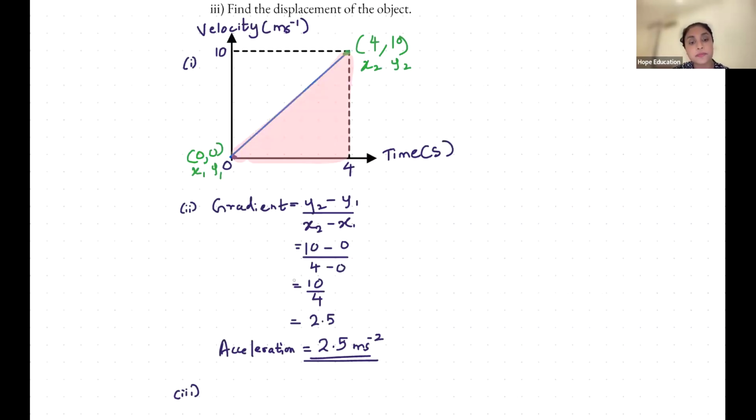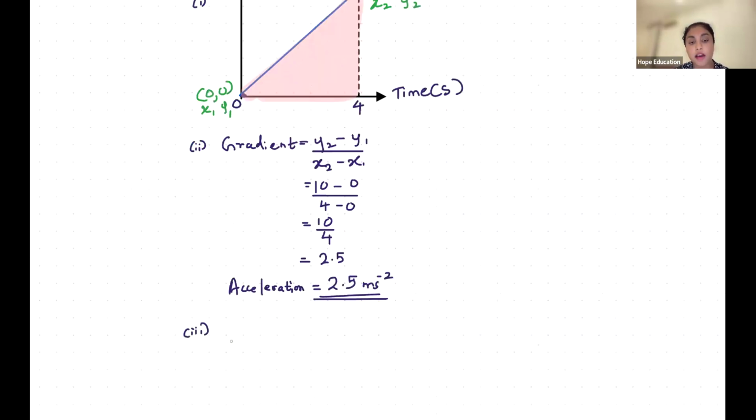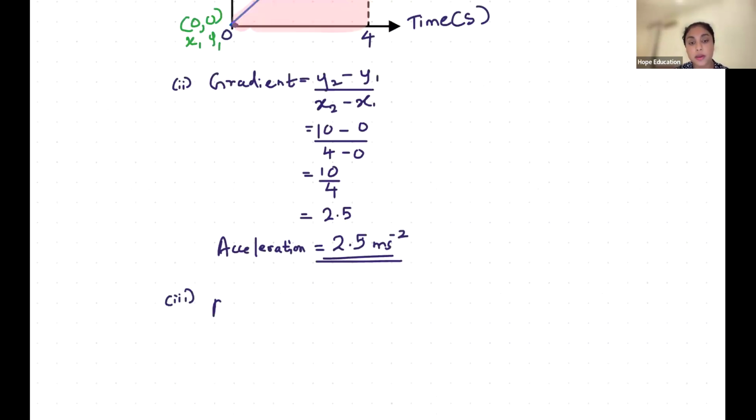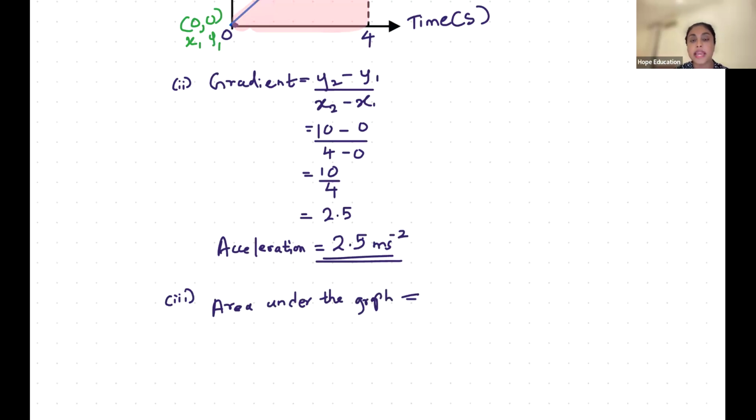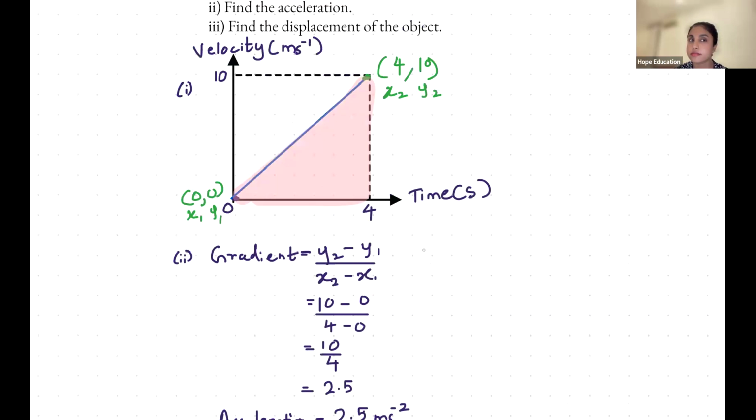So this is a triangle, no? How do we find the area of a triangle? Half into base into perpendicular height. So half into what is the base of this triangle? What is the base of this triangle?